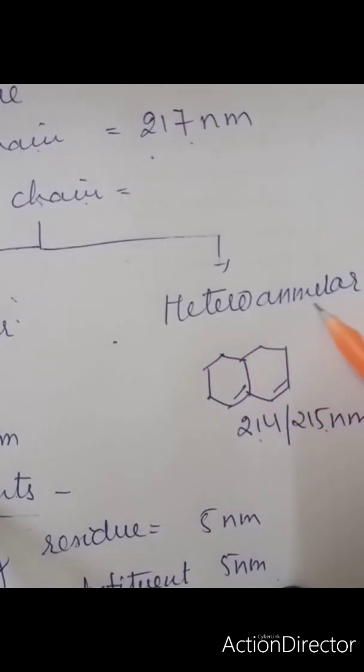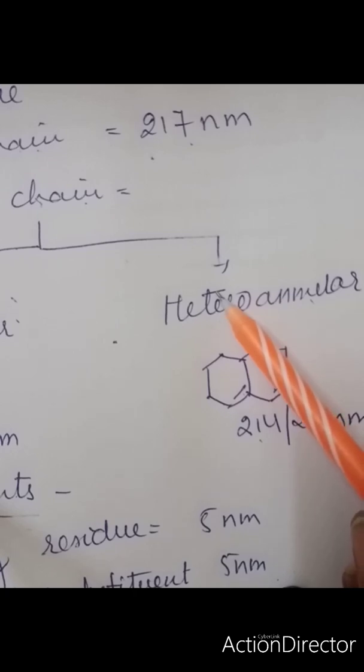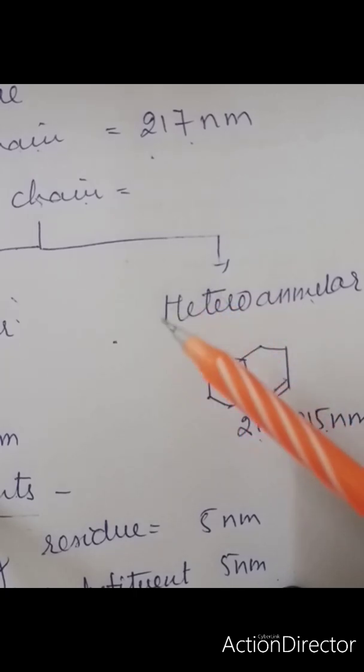Heteroannular: hetero means different, annular means ring. So when two double bonds are present in different rings, that is known as heteroannular diene. Since we are calculating it for dienes, dienes means those compounds which have two double bonds. So such compounds will be dienes.